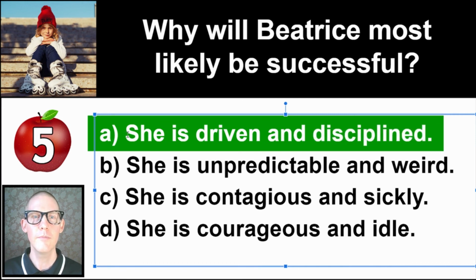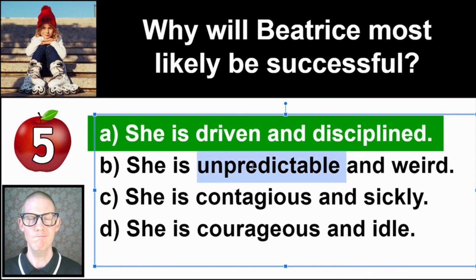Okay, so A is the best answer because she's driven, she's very motivated with good action, and she's disciplined. She's able to make the important decisions toward her goal. All right, so let's take a look at the wrong answers. She is unpredictable. That wouldn't be good. Unpredictable means you don't know what someone's going to do. Are they going to be nice? Are they going to be grumpy? Are they going to show up? Are they going to be late? So you're unpredictable, you're like, I don't know. All right? Weird is like strange, right? Abnormal, out of the ordinary.